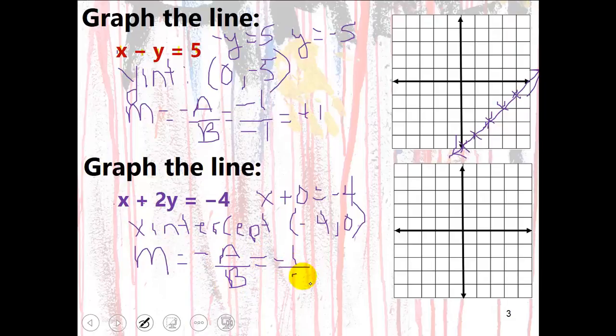So I'm going to graph (4, 0). That's here. Well, that worked pretty good. And then I'm going to go down 1 over 2. Down 1 over 2. Down 1 over 2. The reason I didn't go up 1 over 2 is that I was already close to the edge of my graph. So it looks like that.